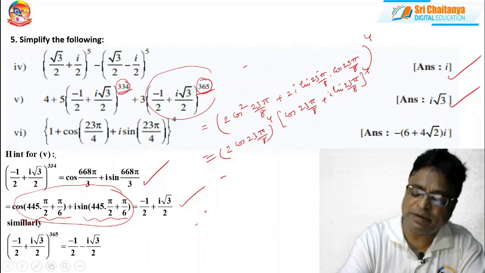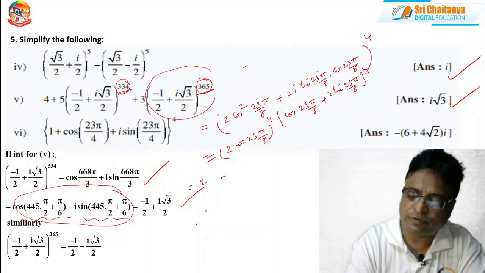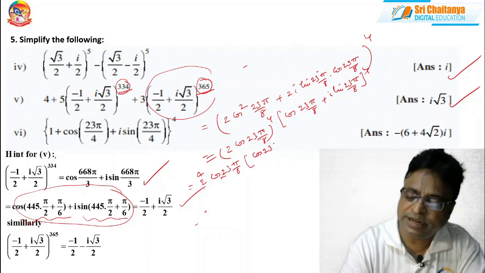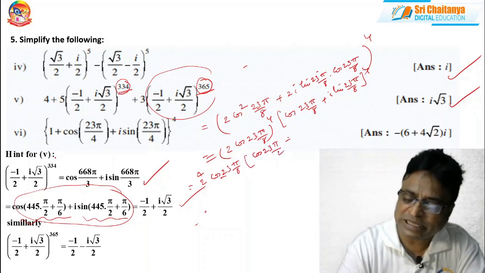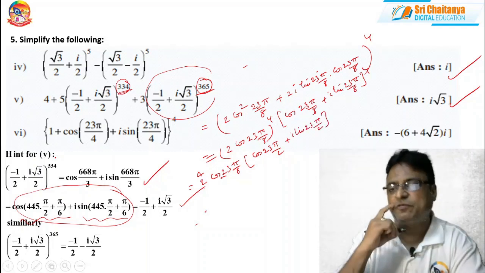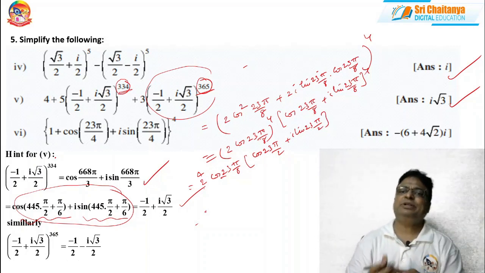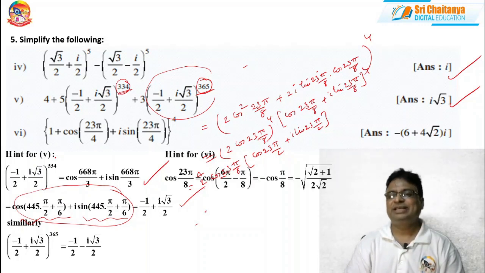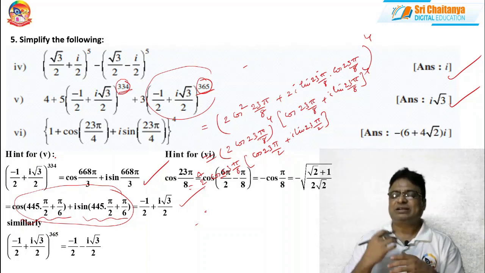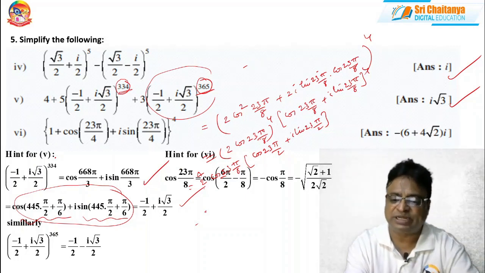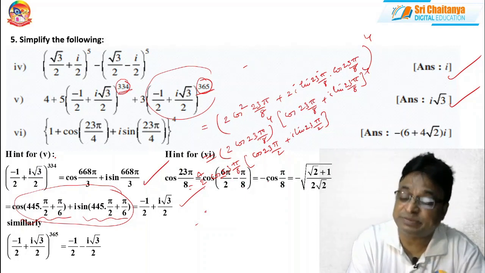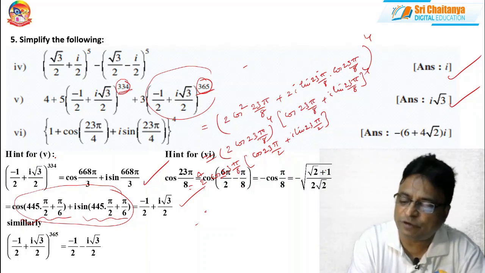Apply De Moivre's theorem. You multiply with 4. So this is 2 power 4 into cos 23 pi by 2 plus i sin 23 pi by 2, because I have multiplied with 4. 4 by 8 is pi by 2, 1 by 2. Now the question is, what is cos 23 pi by 2? Here I am giving this answer. That cos 23 pi by 8, I can write as cos 6 pi by 2 minus pi by 8, that is minus cos pi by 8, that is minus of root 2 plus 1 by 2 root 2.